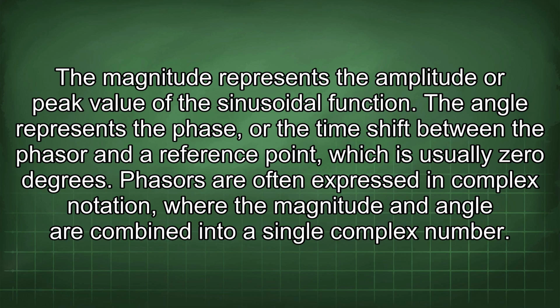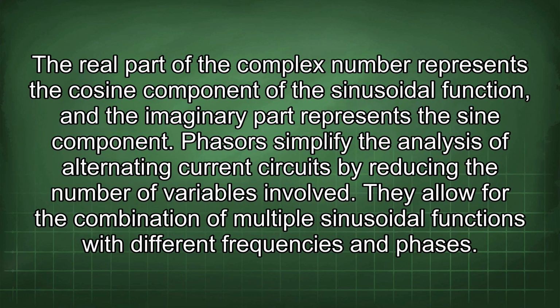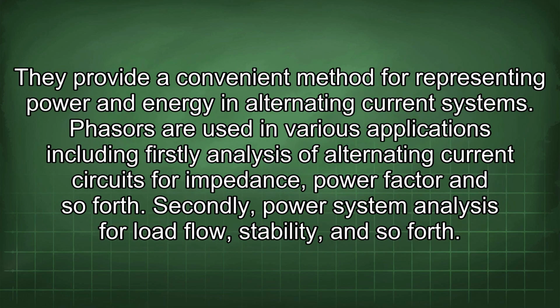degrees. Phasors are often expressed in complex notation, where the magnitude and angle are combined into a single complex number. The real part of the complex number represents the cosine component of the sinusoidal function, and the imaginary part represents the sine component. Phasors simplify the analysis of alternating current circuits by reducing the number of variables involved. They allow for the combination of multiple sinusoidal functions with different frequencies and phases. They provide a convenient method for representing power and energy in alternating current systems.